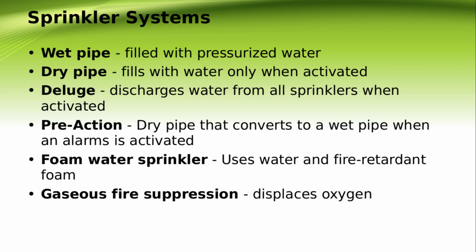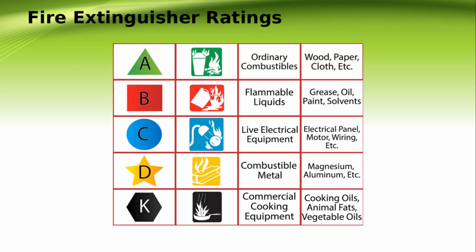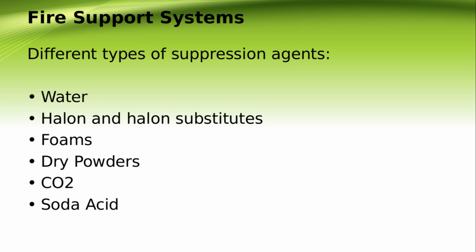Gaseous fire suppression displaces oxygen. Here you can see fire extinguisher ratings, so you can also Google it to find more information about the different types of extinguisher ratings. Fire suppression systems use different types of suppression agents: water, halon and halon substitutes, foam, dry powder, CO2, and soda acid. These are all the key parts, so you can also Google to find more information.